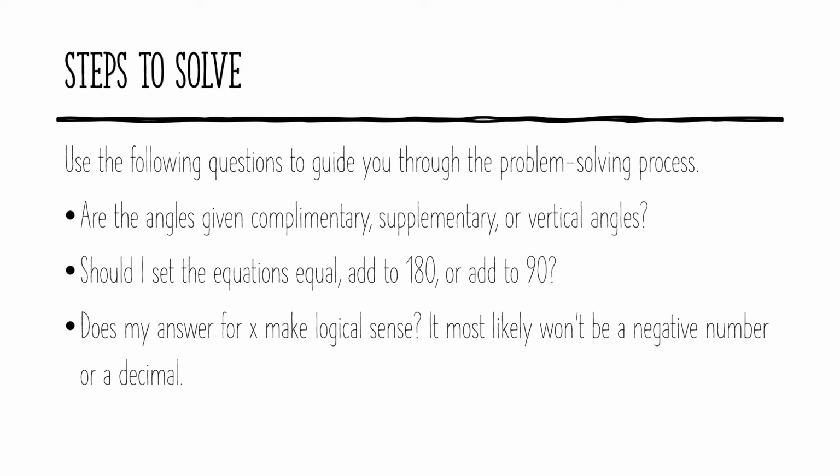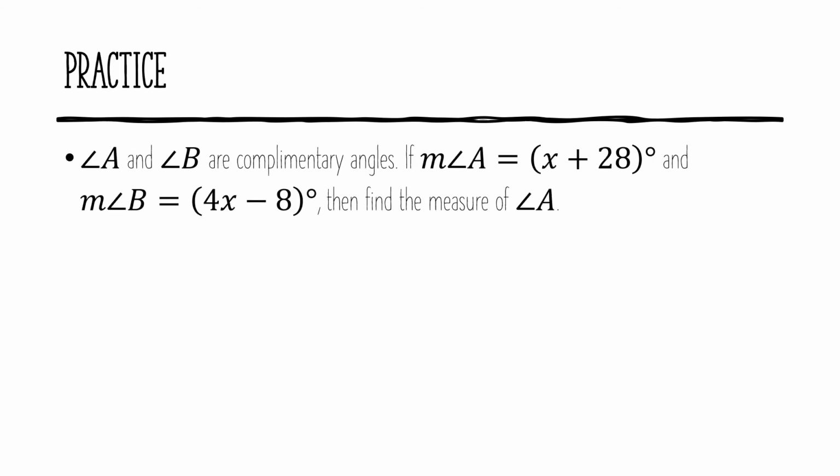Keep in mind, if the angles are complementary or supplementary, then you're going to add the two equations to equal 180 or 90. If they're vertical angles, then you're going to set the equations equal. Alright, let's take a look at this example. Angle A and angle B are complementary angles. If the measure of angle A is x plus 28 and the measure of angle B is 4x minus 8, find the measure of angle A.